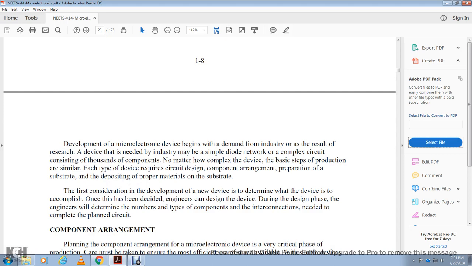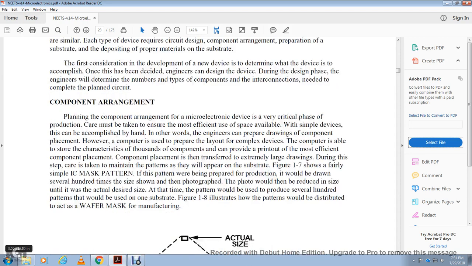The first consideration is what the new device is to accomplish. Once that is decided, the engineers can design the device. During the design phase, the engineers will determine the number and type of components and the interconnections needed to complete the planned circuit. Planning the component arrangement of a microelectronic device is a very critical phase of production. Care must be taken to ensure the most efficient use of the space available. For a simple device this can be accomplished by hand; in other words, the engineers can prepare drawings of the component placement.